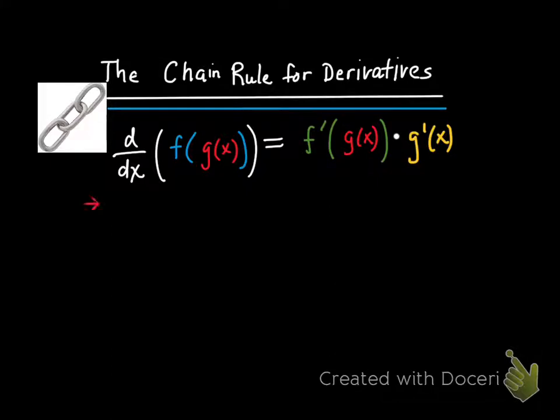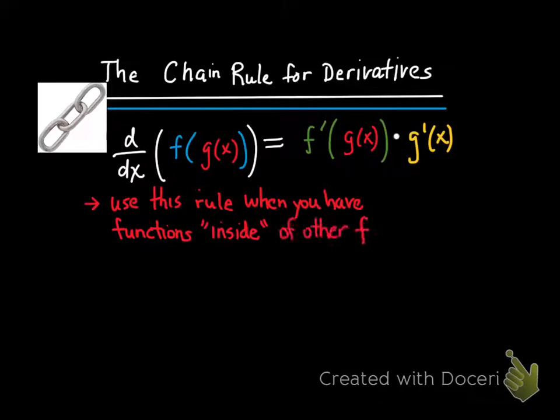A few points of emphasis. Number one, you're going to use this rule when you have functions inside of other functions. I sometimes call that function f is pregnant with the function g. All right? I refer to the function g as the baby. And when we take the derivative, the first thing you do is take the derivative of f and don't disrupt the baby. Leave the baby alone. So that's what I mean when I'm talking about the inside function. Leave the inside function alone. The inside function will remain the same.